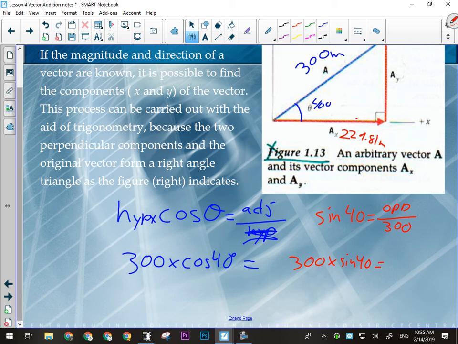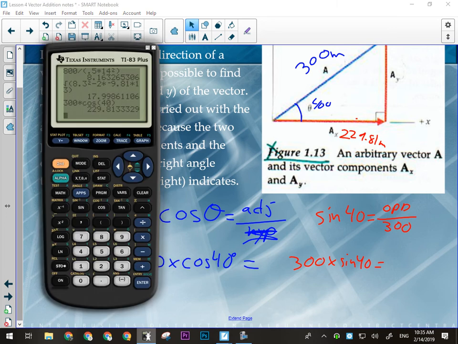Now, given that angle, should that side be longer or shorter than 229? Shorter. It's a 40-degree angle, right? So that side should be shorter. If it was 45, they'd be the same. So that's always a good way to mentally check if you've done it right. So when I plug that in, I'll have the sine of 40 times 300, and that side comes out to 192.84 meters.